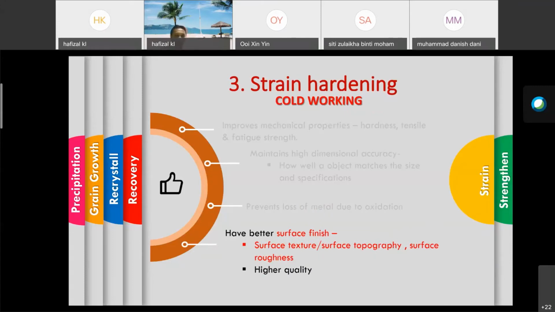During the process of rolling, the surface quality is very high using machining at the roller. So during the process of rolling, the surface finish is very good, in terms of the surface texture, the topology, and also the roughness. Finally, this kind of process will produce a higher quality of material. So this is the good thing, the advantage of cold working.